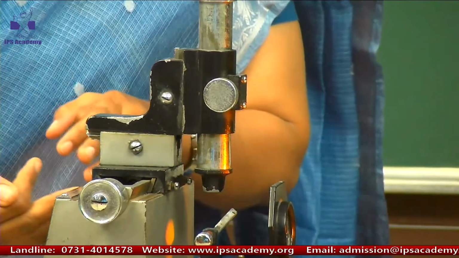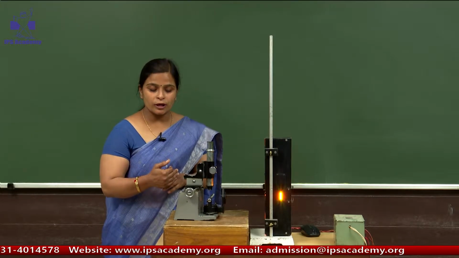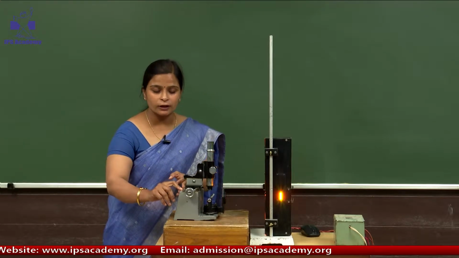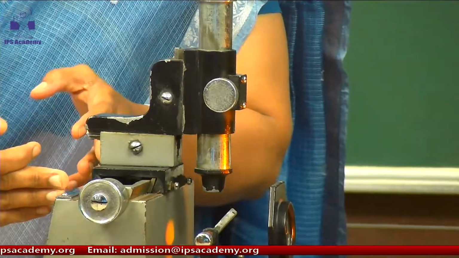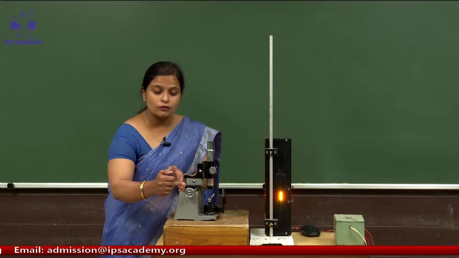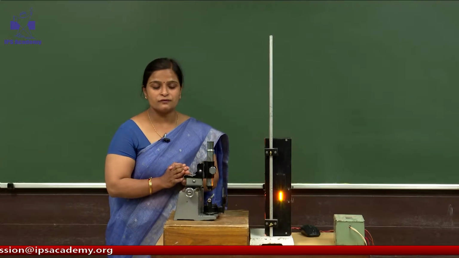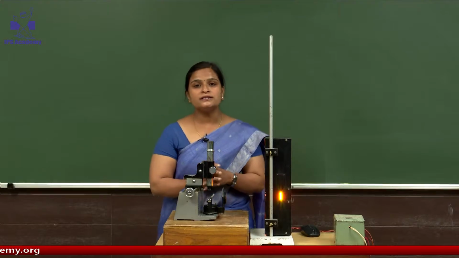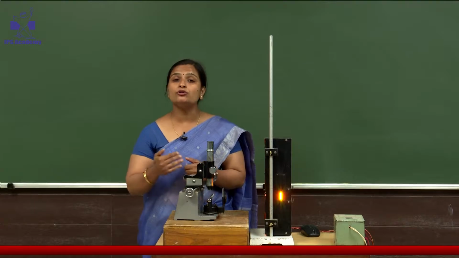Okay, so in this way you have to take the reading of the fifth ring. What should happen? The 0 should match with the particular value of the scale in both cases. The main scale division that coincides is your main scale reading, and the 0 which coincides with the circular scale value is your circular scale reading. So what is the formula to calculate the total reading? Total reading is equal to main scale reading plus circular scale reading into least count.